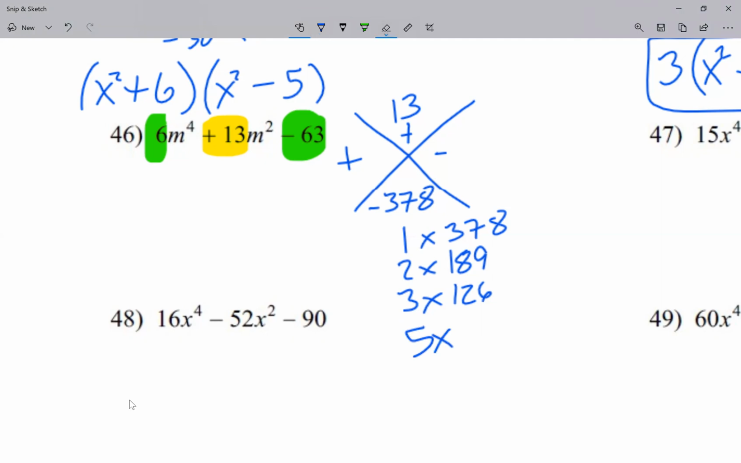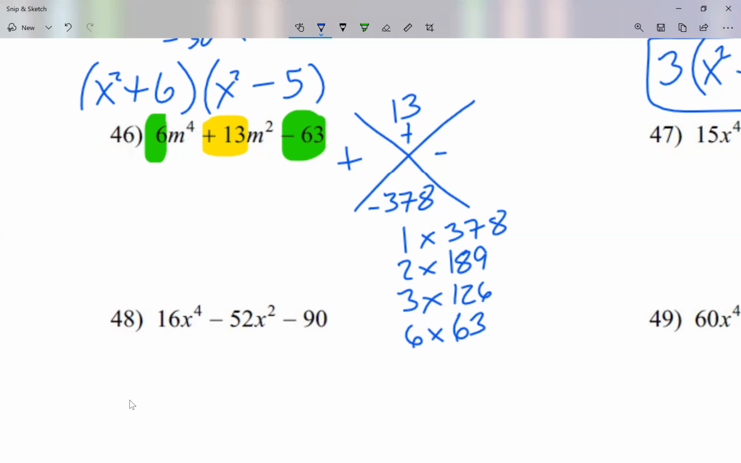378 divided by 5 gives me a decimal. Okay, so that doesn't work. How about 6? 378 divided by 6 is 63. Okay, our numbers are getting smaller. When I subtract those two, it's not 13 still, so I keep on trying.